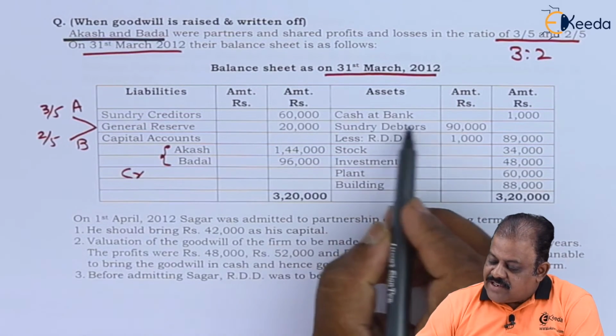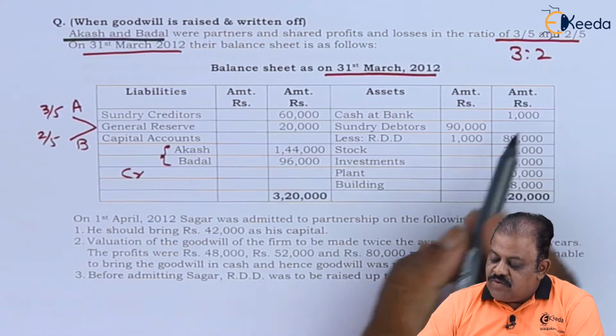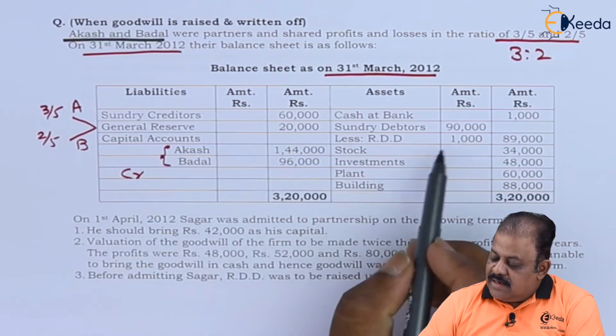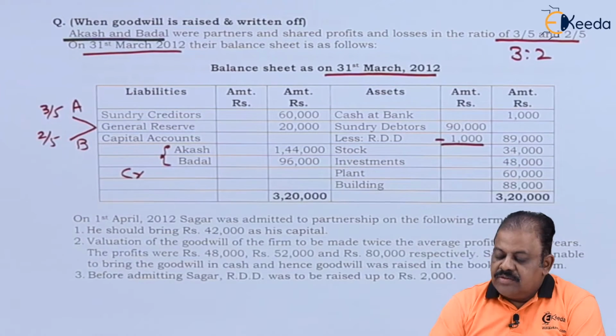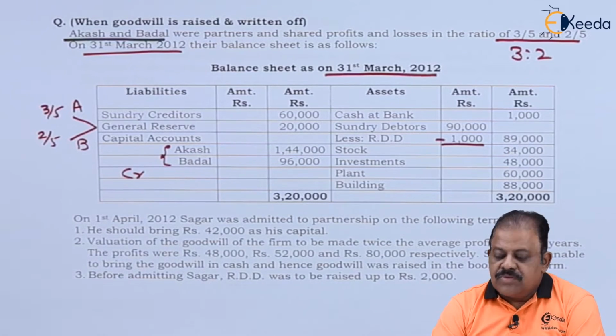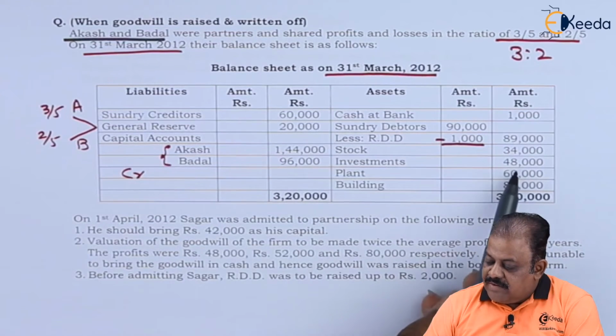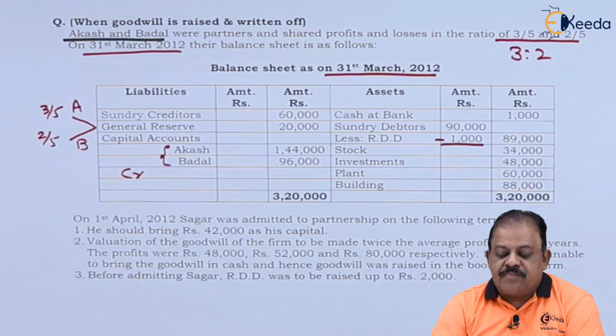Capital accounts of Akash and Badal will be transferred to their partners' capital accounts, credit. On the asset side, we have cash at bank. If we open the cash account, this will be the opening balance 1,000. Sundry debtors 90,000 less RDD 1,000, so net debtors are 89,000. Stock 34,000, investment 48,000, plant 60,000, building 88,000.